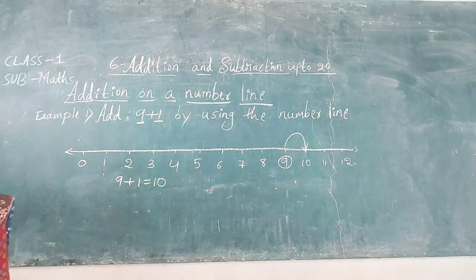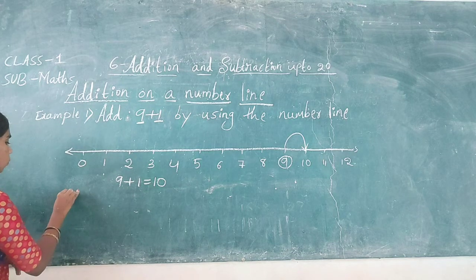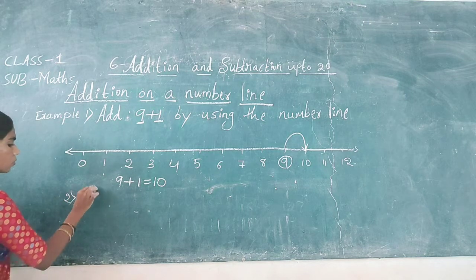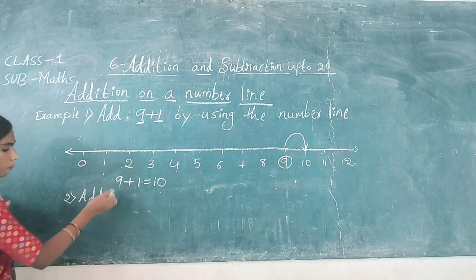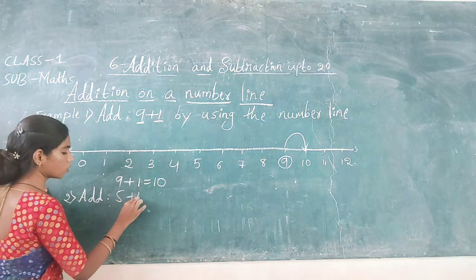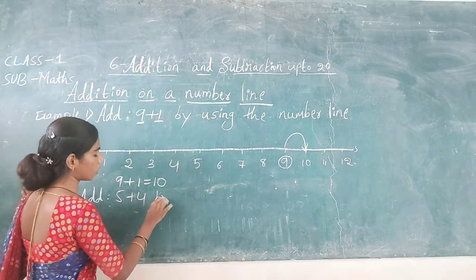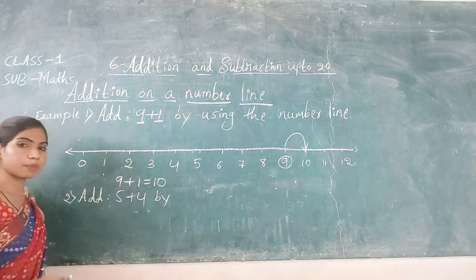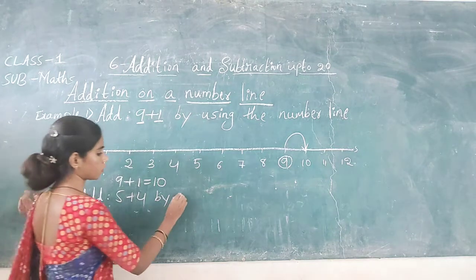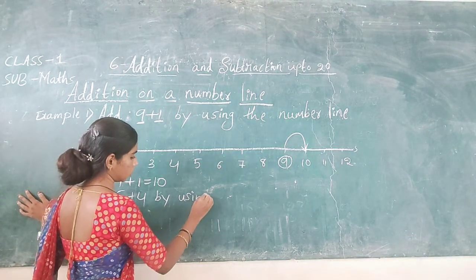Take one more example. Example number 2. Add 5 plus 4 by using the number line.